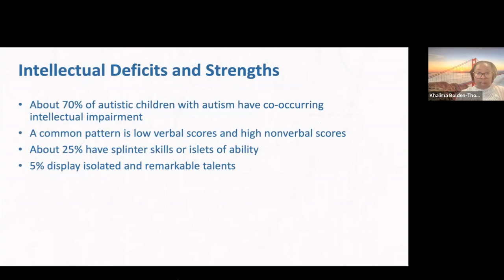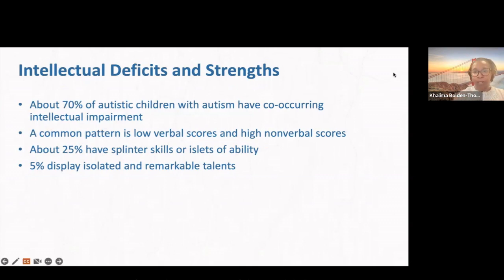So about 70% of children with autism have co-occurring intellectual impairments. A common pattern is to have low verbal scores and higher nonverbal scores. That's something we almost consistently see. Oftentimes we'll give the diagnosis or specifier "with intellectual impairment" with autism, even if their global IQ couldn't be interpreted.